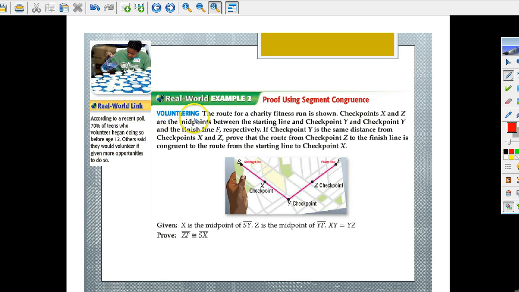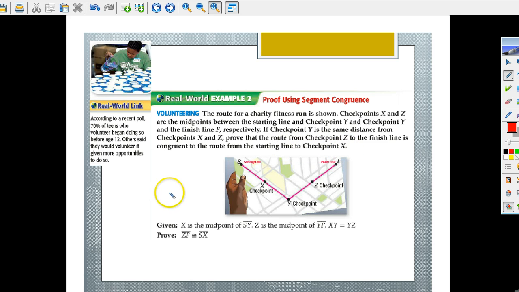Alright, well, volunteer. The route for a charity fitness run is shown. Checkpoints X and Z are the midpoints between the starting line and checkpoint Y, and checkpoint Y and the finish line F, respectively. If checkpoint Y is the same distance from checkpoint Z and X and Z, prove that the route from checkpoint Z to the finish line is congruent to the route from the starting line to checkpoint X.